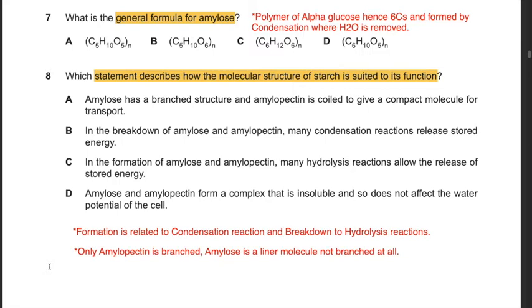And if you go to options C and D, why is C incorrect? Because it mentions C6H12O6. However, when a water molecule is removed, that is H2O, it will be C6H10O5, not C6H12O6. Therefore, the answer is D, C6H10O5.